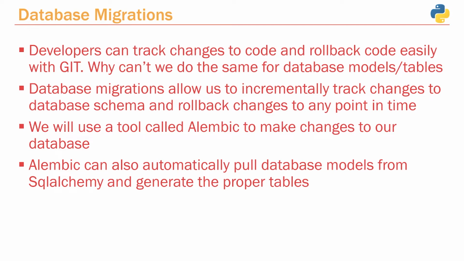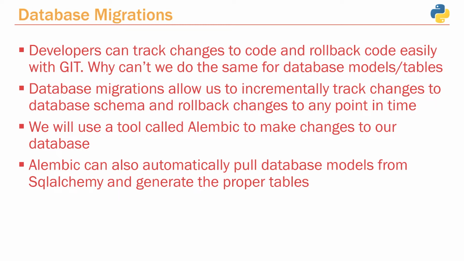Now, one of the motivations for a database migration tool came from the fact that developers can track changes to their code and roll back their code easily with Git. And they wanted to be able to do the same thing for our database models and our database schema. And so they went about implementing what is referred to as database migration tools. A database migration tool just allows us to incrementally track changes to our schema and roll back those changes to any point in time.